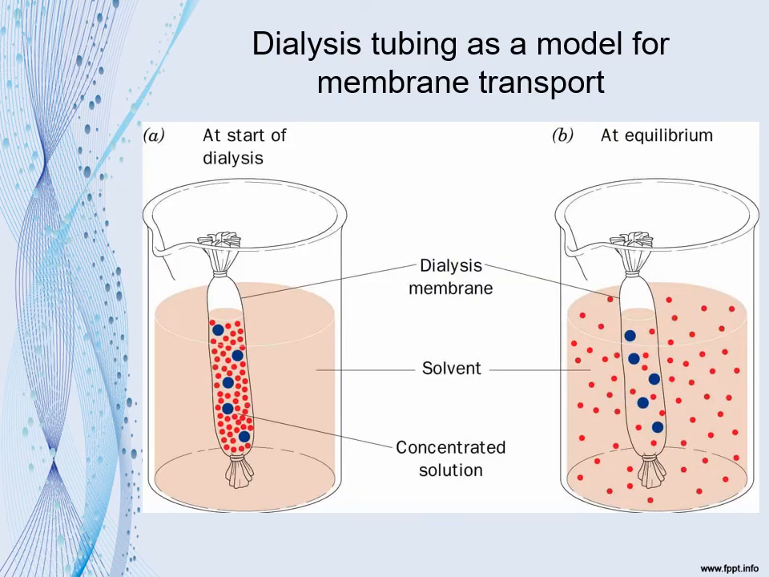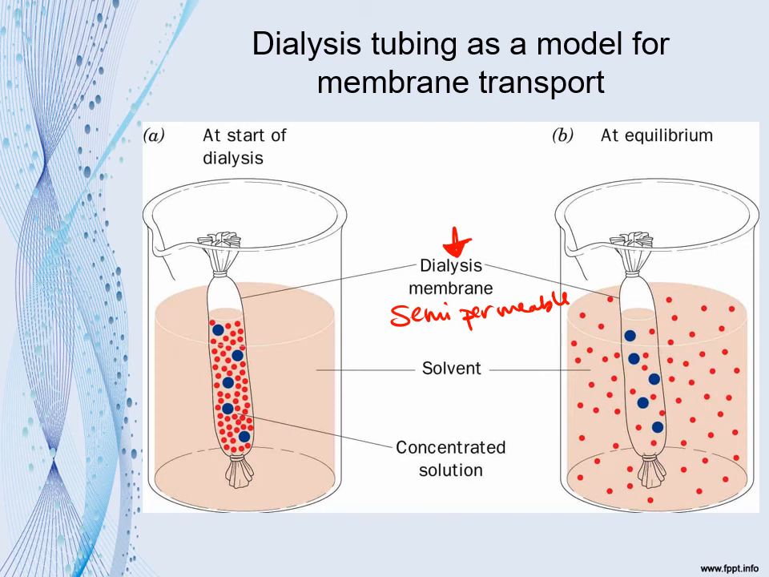All right, last little idea for the day. We are almost done, my friends. Dialysis tubing can be used to model membrane transport. Dialysis membranes are semi-permeable, in some ways similar to cell membranes. Plasma membranes do more than dialysis membranes, but they are similar in that they are semi-permeable.